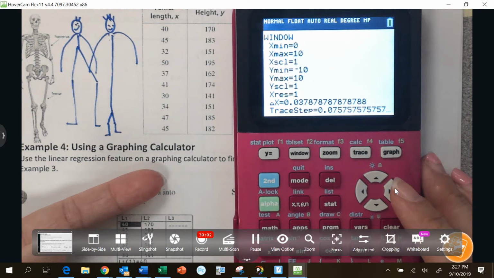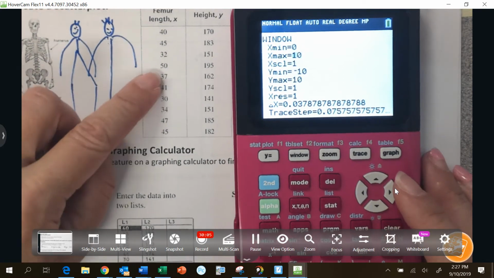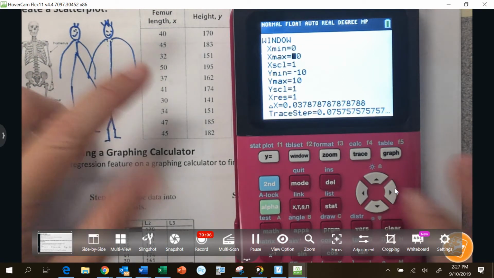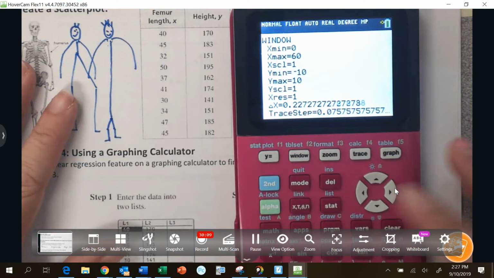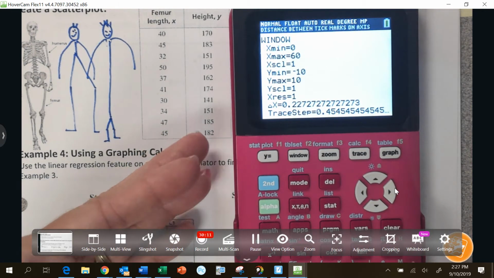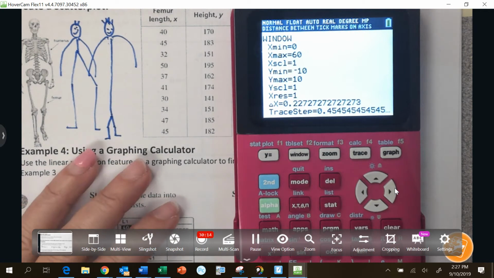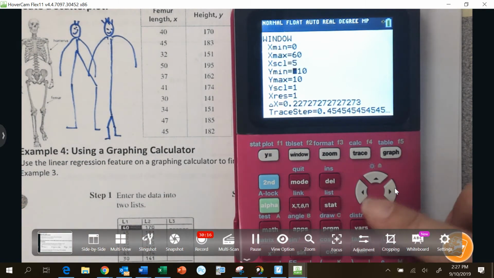On this table, it looks like the longest one is 50, but let's give it some extra. How about 60? And then what do you want to count by? That is up to you. I'm going to count by 5s. You can choose ones if you want.